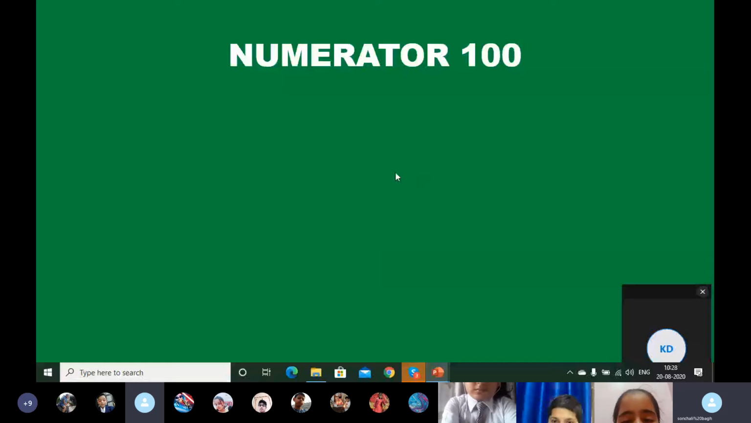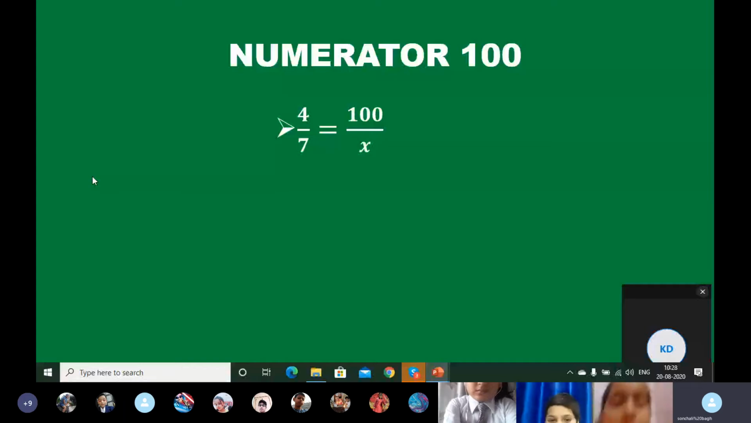In such a case, we frame an equation. We write 4 by 7 on the left hand side and put an equal to sign. Then on the right we write the numerator value as it is, since it was given, and the denominator value was not given, so we substituted it with a variable x. Understood? Any confusion till here? No, ma'am.